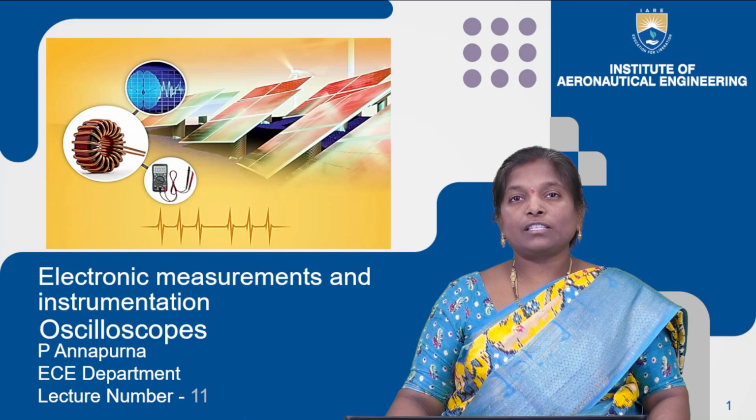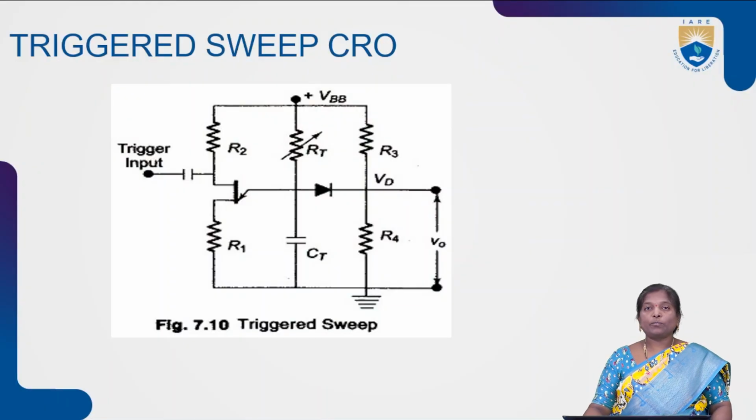In this topic, we will discuss the internal blocks present in the cathode ray oscilloscope. Already we have discussed the vertical amplifier and the continuous sweep signal generator. The continuous sweep signal generator generates the sweep signal continuously irrespective of input. So if you are using it, we can generate the signals continuously. But that is helpful only when the input signal has a constant amplitude and constant frequency.